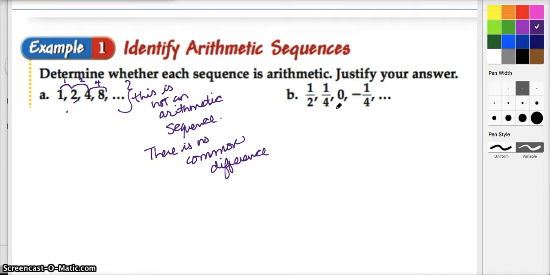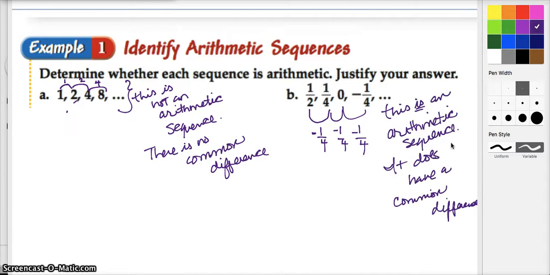Let's check this one out over here. If I move from 1/2 to 1/4, I'm dropping down a fourth. To go from 1/2 to 1/4, I'd add -1/4. Same thing from 1/4 to 0, I'm dropping down a fourth, and from 0 to -1/4, I'm dropping down a fourth. With that in mind, I can confidently say that this is an arithmetic sequence.